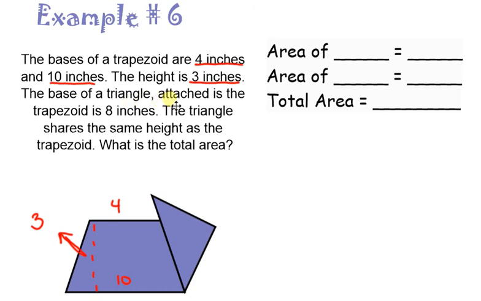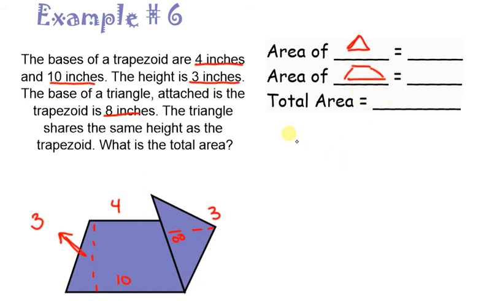The base of the triangle is attached to the trapezoid, and that is 8 inches. So this is 8 inches here. The triangle shares the same height as the trapezoid. The height of the trapezoid was 3, so this is also going to have a height of 3. What is the total area? I'm going to do the area of the triangle first, and then the area of the trapezoid.